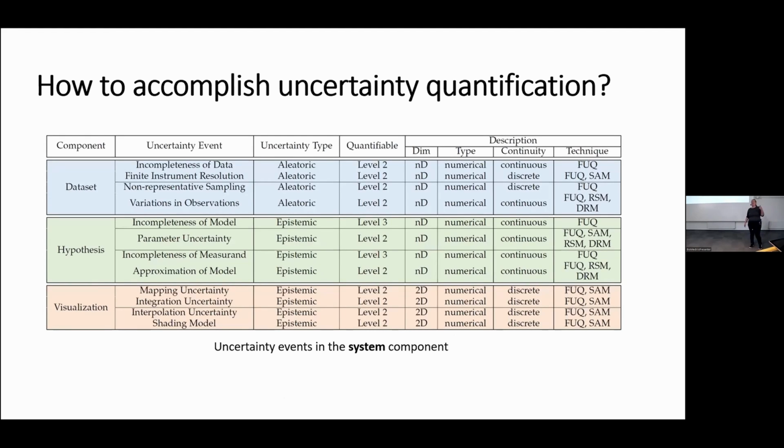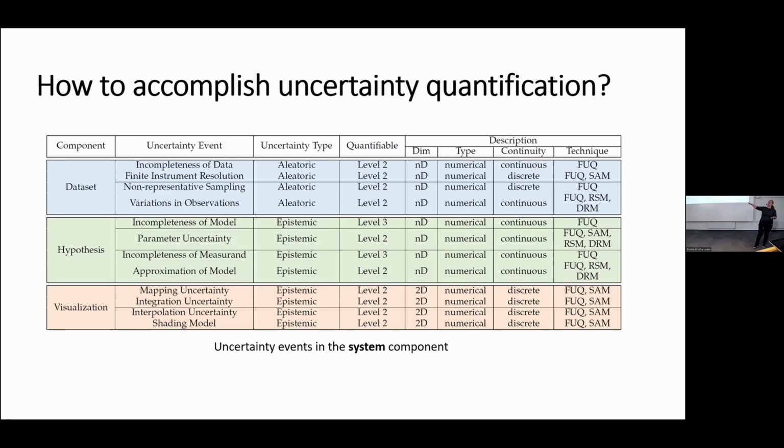So what I'm doing in my research is trying to really break this visual analytics cycle down and ask, okay, what types of uncertainty can be inherent in each of those nodes in the visual analytics cycle? So for example, in the data set, we can have incompleteness of data, which happens all the time. We can have finite instrument resolution. Those are examples that can happen in the data set. For the hypothesis, there's incompleteness of the model, for example, parameter uncertainty, and so on and so forth.